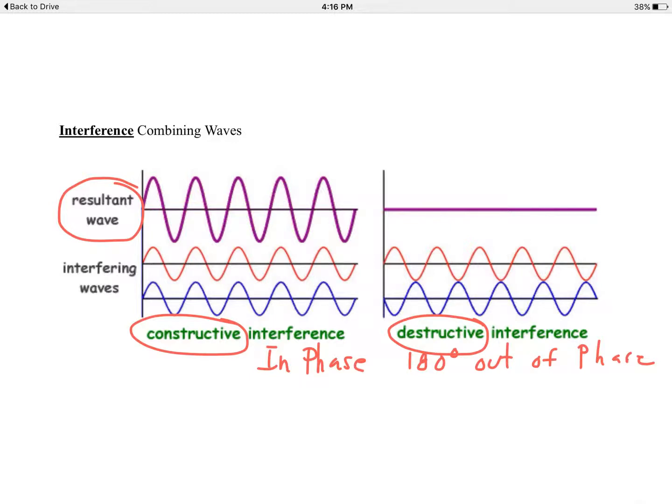You add those together, you get nothing. If it were sound waves, you would get quietness. If they were light waves, you'd get cancellation, you'd get darkness, and so on and so forth.